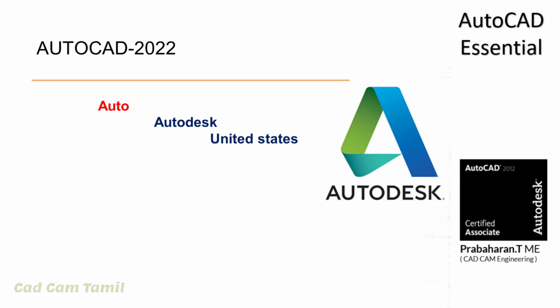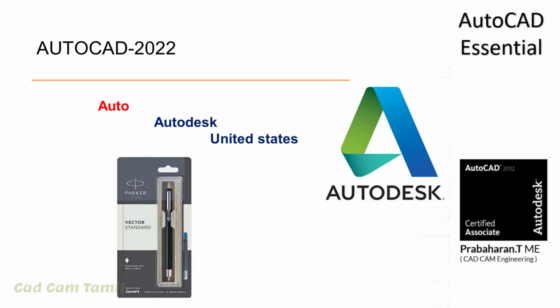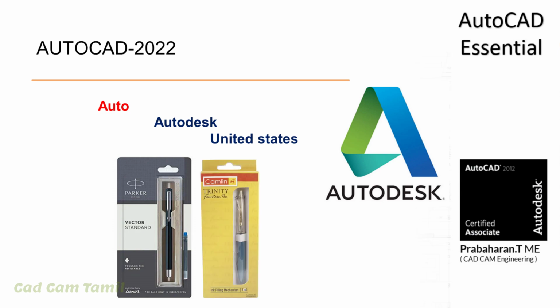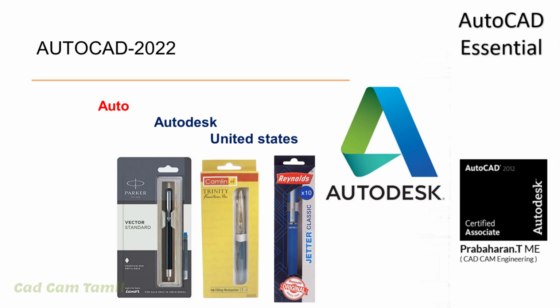Just like that, we have a Parker pen, a Camlin pen, a Reynolds pen. Pen is the product; Camlin, Parker, Reynolds are the company names. Just like that, CAD is our product name, our software name. Auto means it is an Autodesk product.